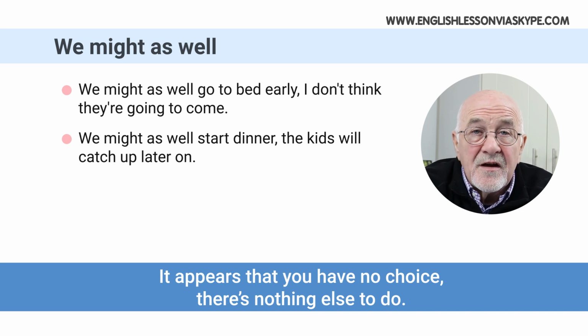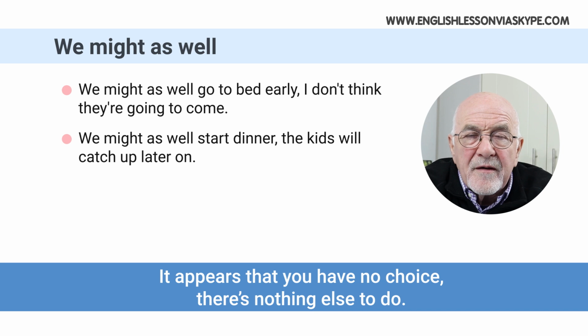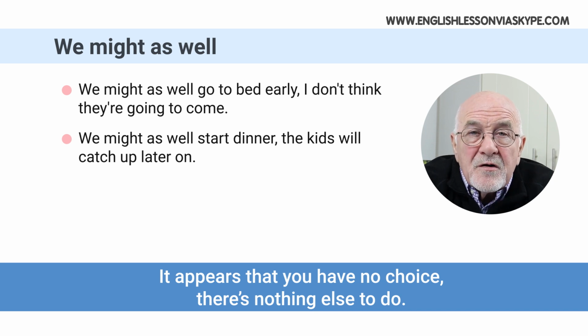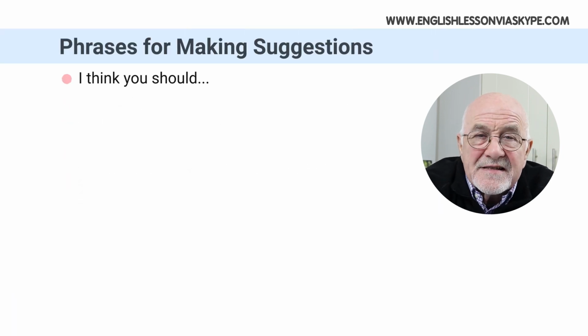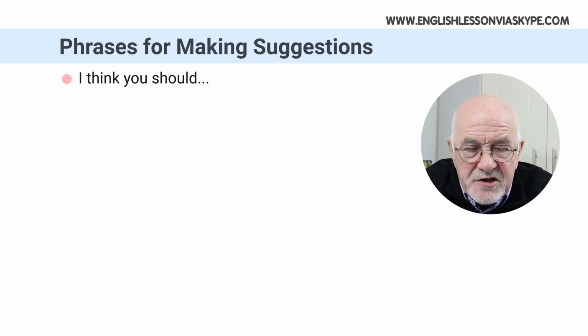You can also say we may as well, because may and might are interchangeable. So may, might, we can use both of them equally. We might as well, we may as well. And what it really means is we don't have any other choice, or it doesn't look as if we have any choice. So if we've got nothing better, well, we might as well do that. Okay, so they're the phrases that we use when we're making suggestions.